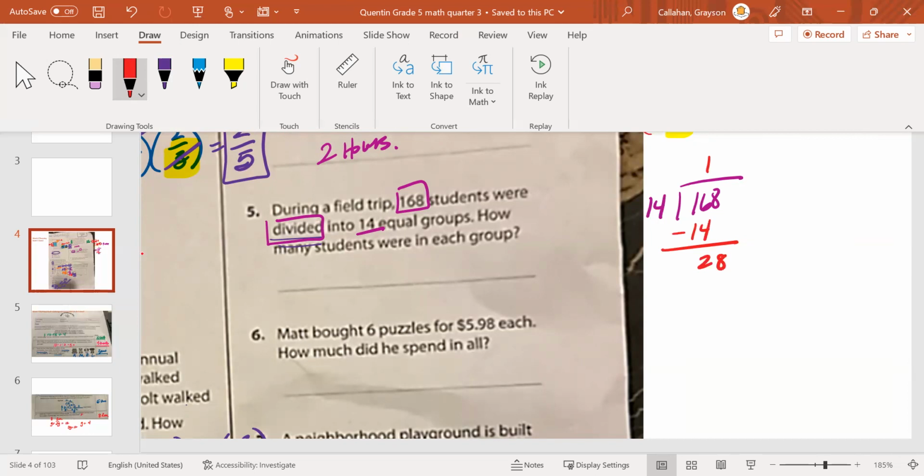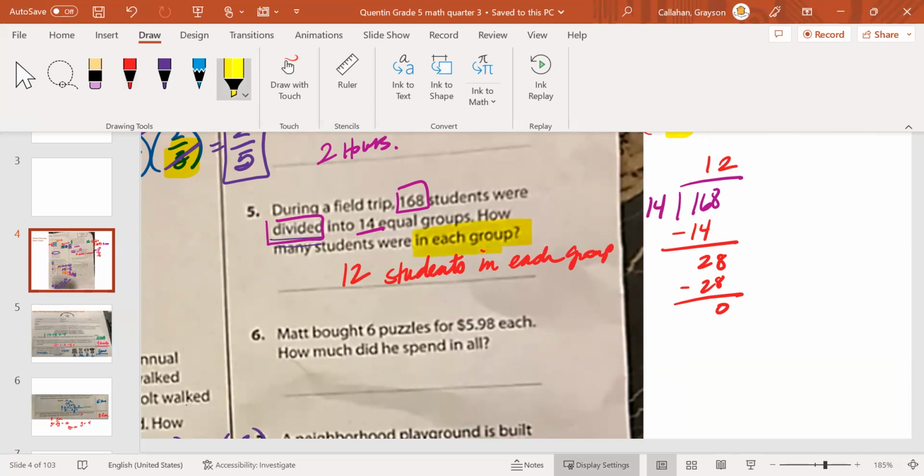Okay, you go ahead and do yours, I'll do mine, then we'll check our answers together later, okay? 12 what? No, not 12 groups. 12 students in each group. Now, a good way of doing this, Clinton, is go back to the last part where it says how many students each group. That's my answer. 12 students in each group.